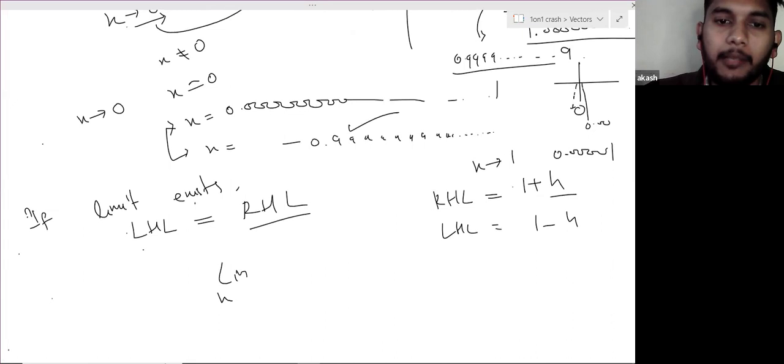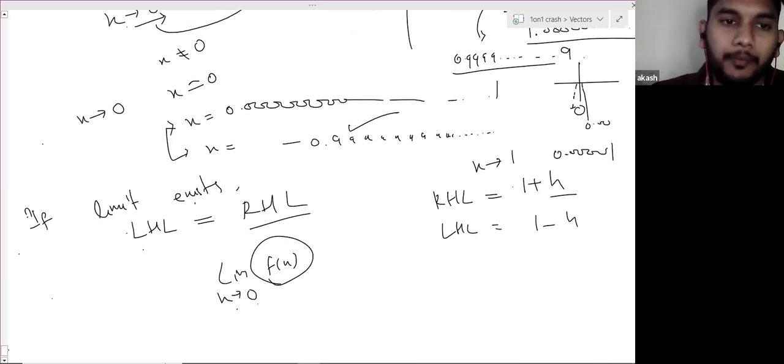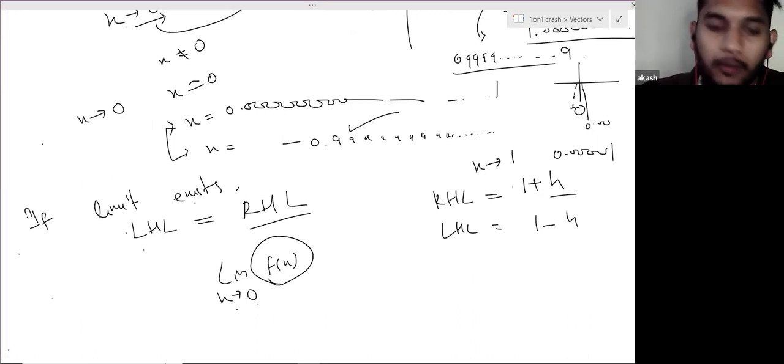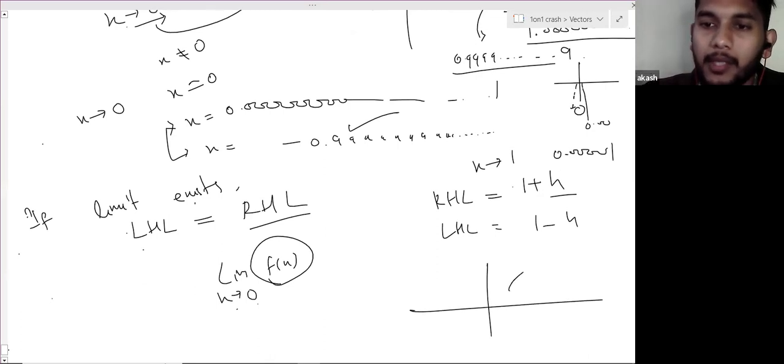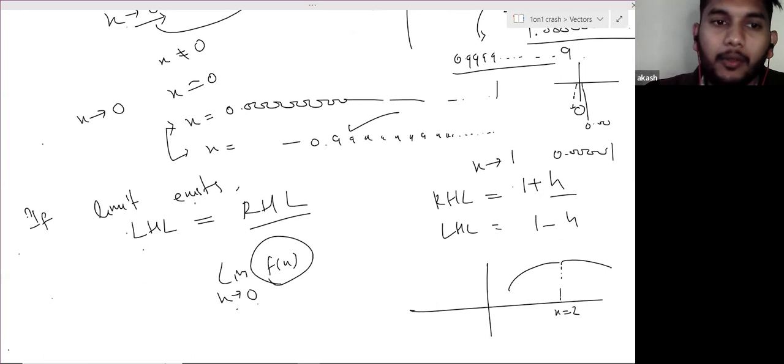If I write limit x tending to 0 of f of x, then I am saying what is the value of f of x when x is tending to 0. x is not equal to 0, but x is tending to 0. So what do I mean by this? Suppose there is a function and there is a gap in the function at a point 2. If there is a gap, that means the function does not exist there. The function is not there at x equals 2, so I cannot put the value of x as 2, right?